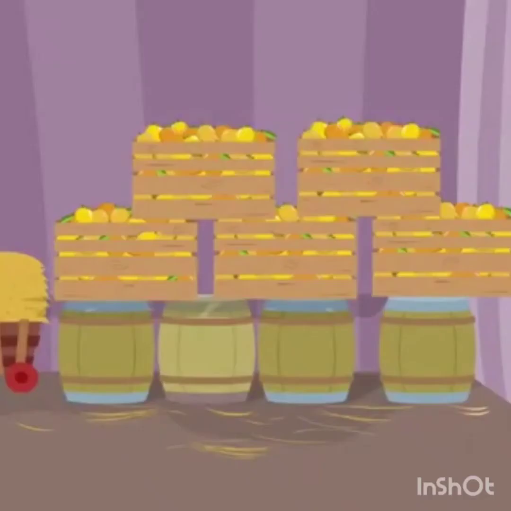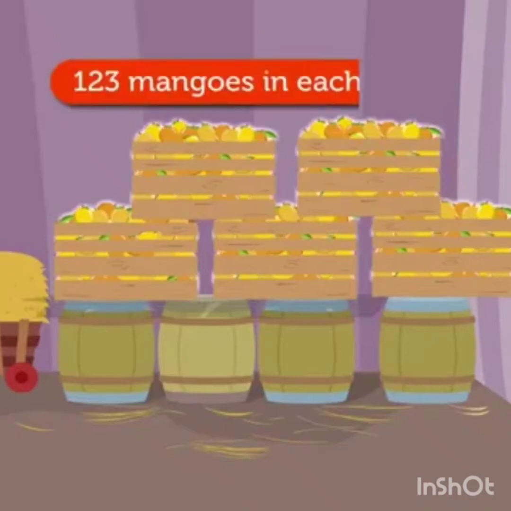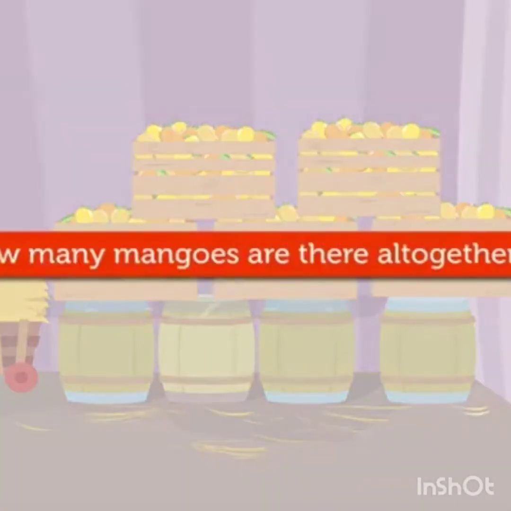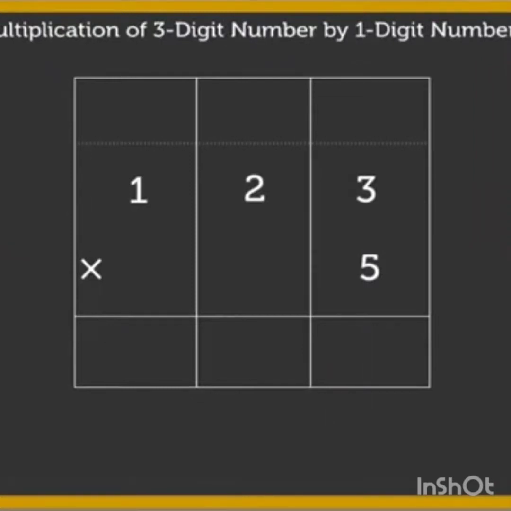Dear students, all of you look at the picture. Yes, the picture shows 5 boxes of mangoes. There are 123 mangoes in each box. We have to find out how many mangoes are there in all. To find out the total number of mangoes, we have to multiply the three-digit number, that is 123 by 5.